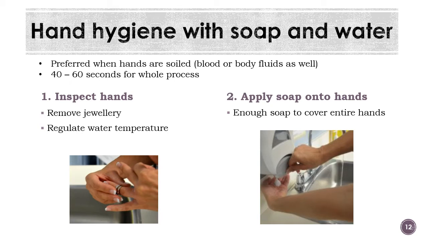The first step is to inspect the hands. Here we're looking for any jewelry or watch, such as rings or watches, and we're going to remove it. Second, we're going to use this time to regulate the water temperature. What you're going to do here is you want the water warm, but you don't want the water very hot, because what is found is that if the water is too hot, this will damage the hands in the long run. And if your hands are damaged, it increases the likelihood of the bacteria remaining on the hands after you've completed hand hygiene.